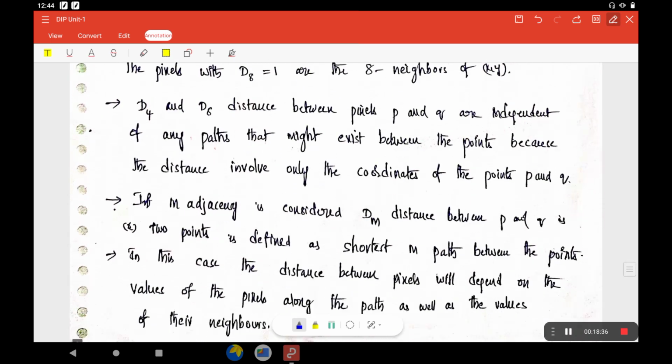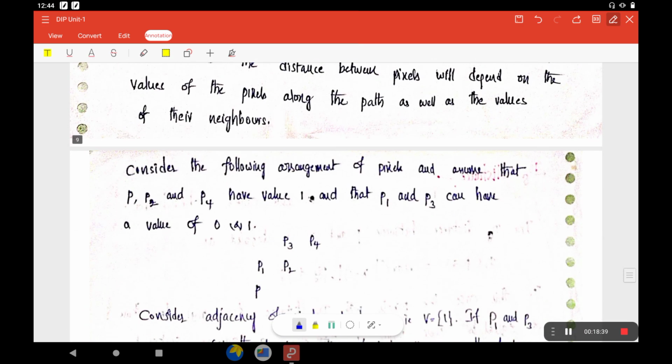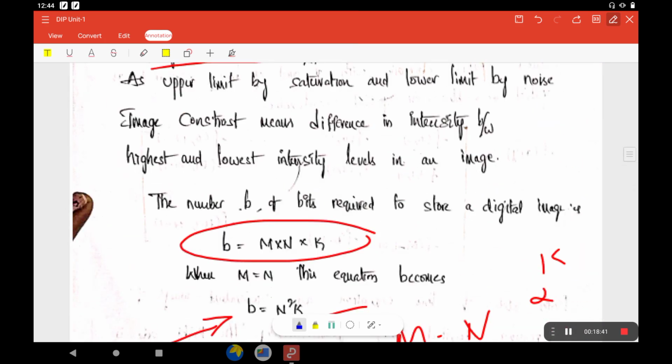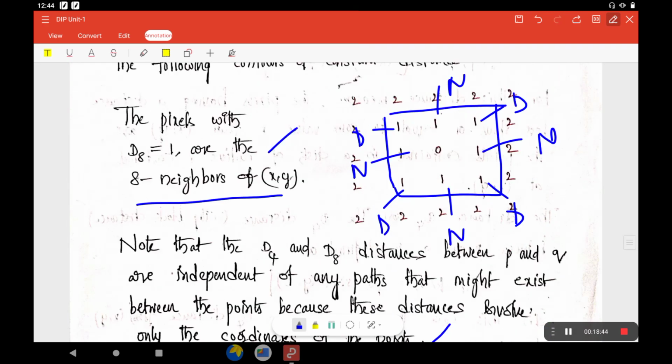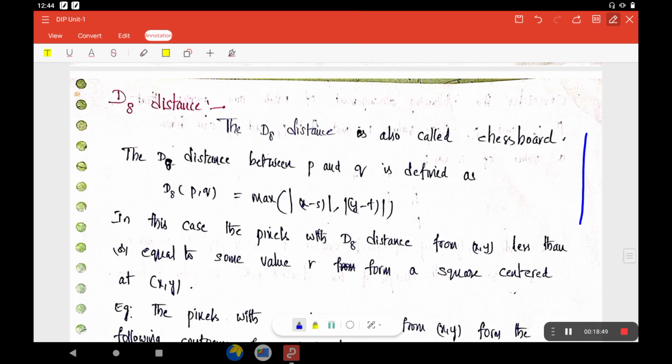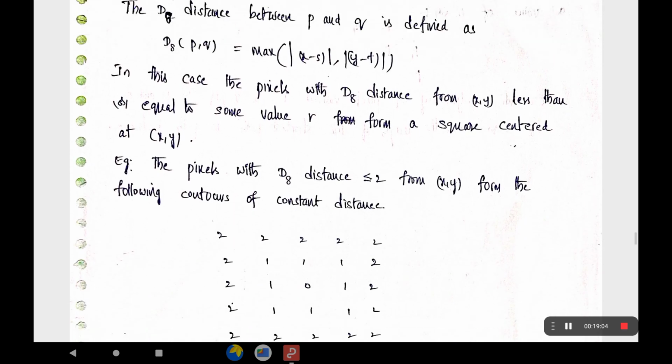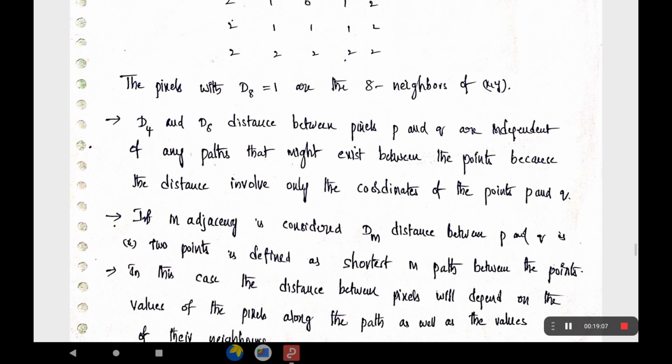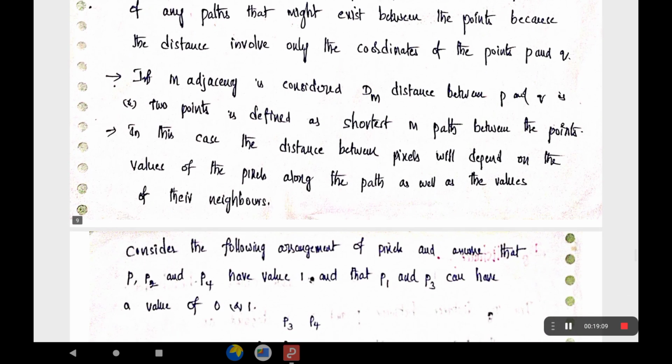the D8 is nothing but, if you want to select the D8 distance, it is called the chessboard distance. So it is also called chessboard distance. We can also treat it as the 8 neighbors of P. Then we can define the M adjacency.